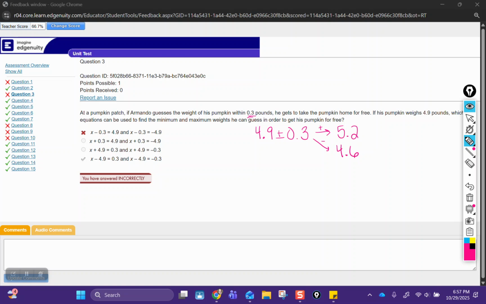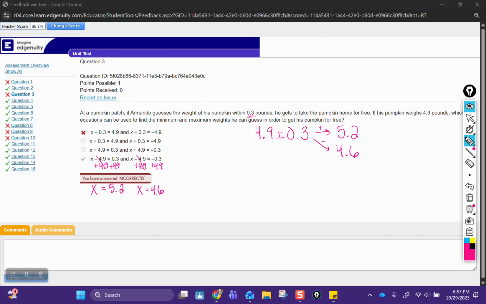The question is, which of those equations, the setup, is going to tell us all the possibilities for maximum and minimum weights that he can guess. We know it's 5.2 and 4.6. So we look at that correct answer down there. We know that if we add 4.9 to both sides of the left equation, and we add 4.9 to the left and the right of both sides of that equation, we end up with x is equal to 5.2, and we also get that x is equal to 4.6. So there are the two numbers that his guess can fall between.